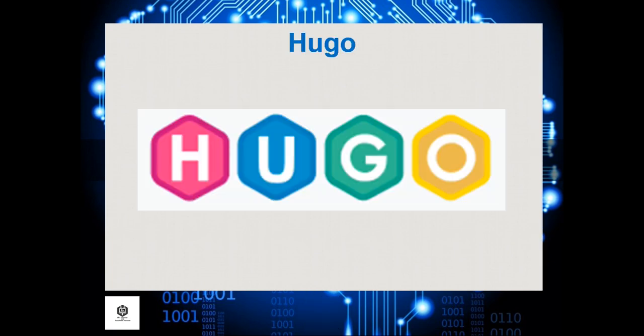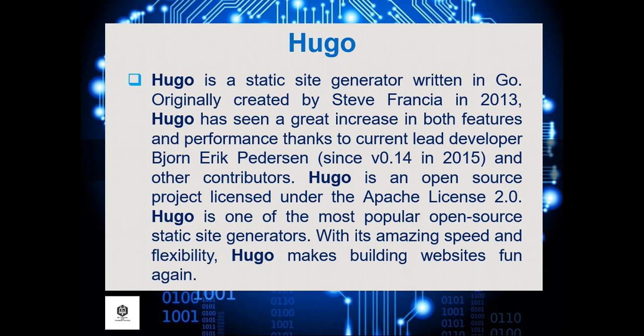Hugo. Hugo is a static site generator written in Go, originally created by Steve Francia in 2013. Hugo has seen a great increase in both features and performance, thanks to current lead developer Bjørn Erik Pedersen since version 0.14 in 2015 and other contributors.